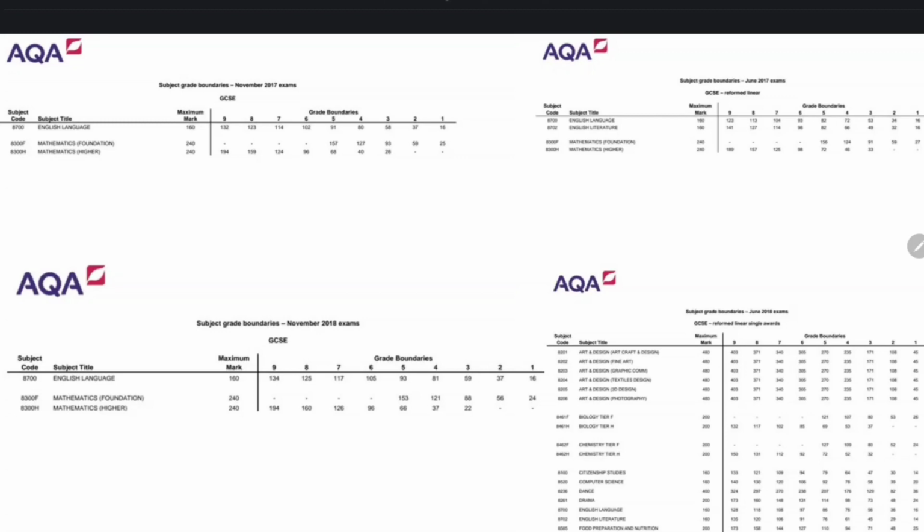Today we are looking at the predictions for the GCSE English language grade boundaries. So what I wanted to do is to look at the previous years and the grade boundaries, and give you my predictions of this year's English language grade boundaries in terms of how many marks you need to achieve a grade 5, a grade 6, a grade 7, grade 8 and a grade 9.